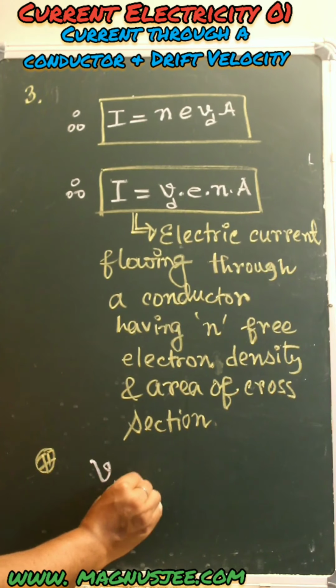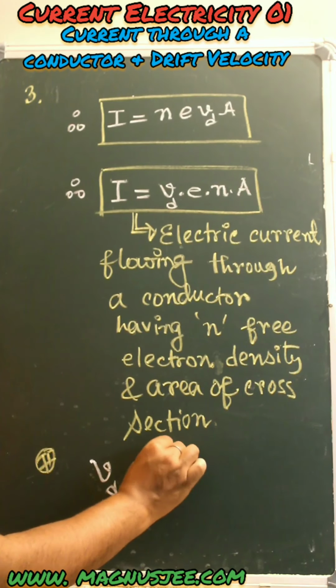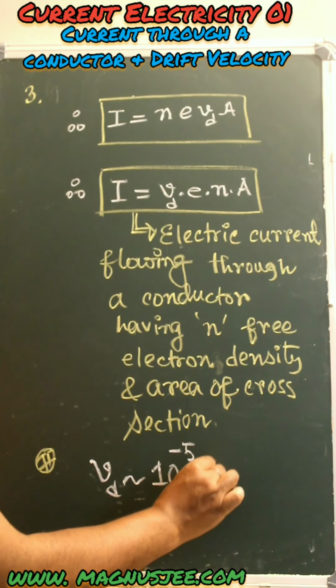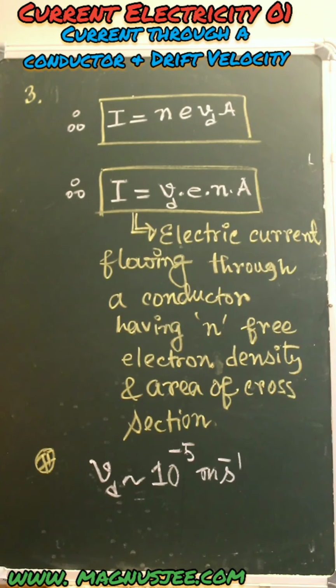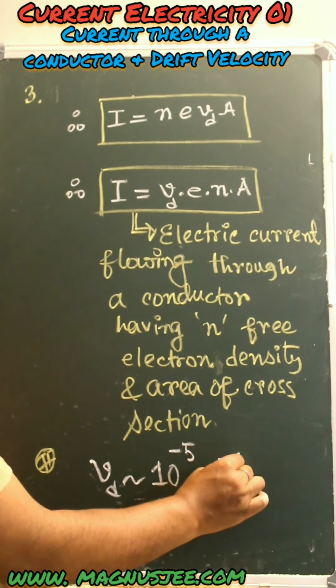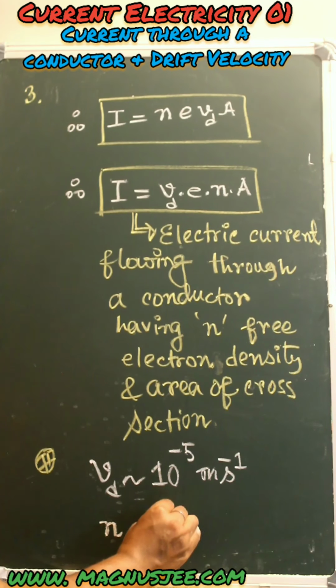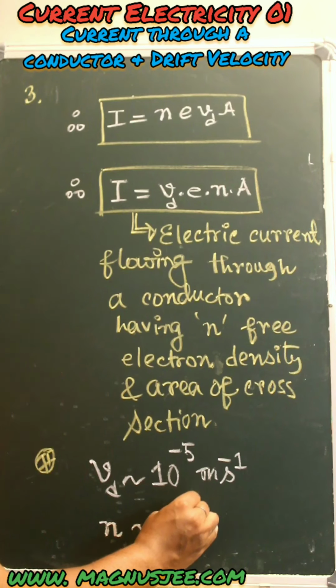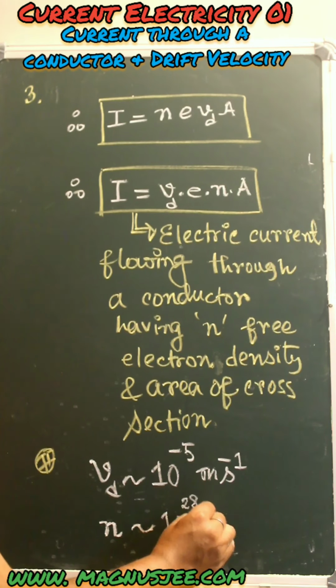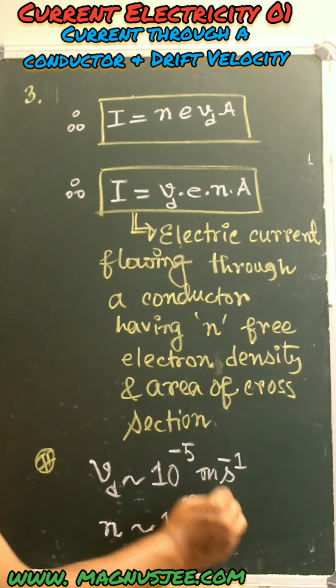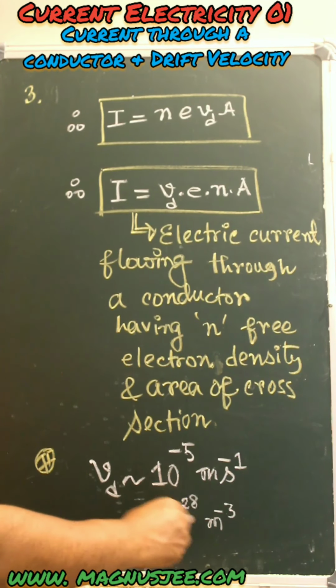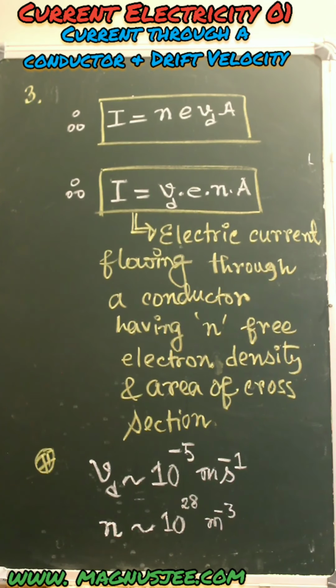Now drift velocity Vd is of the order of 10 to the power minus 5 meter per second, which is a very small velocity. Small n, the number of free electrons per unit volume of the conductor, that is the free electron density, is of the order of 10 to the power 28 per meter cube.